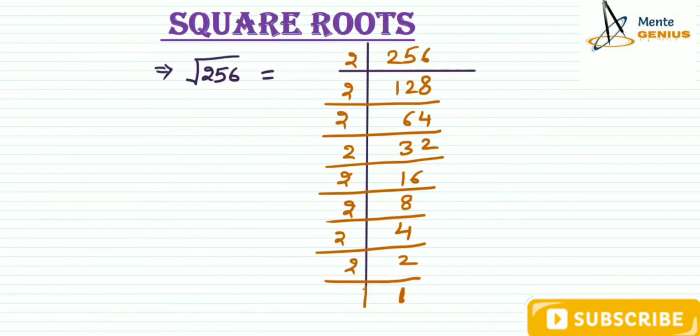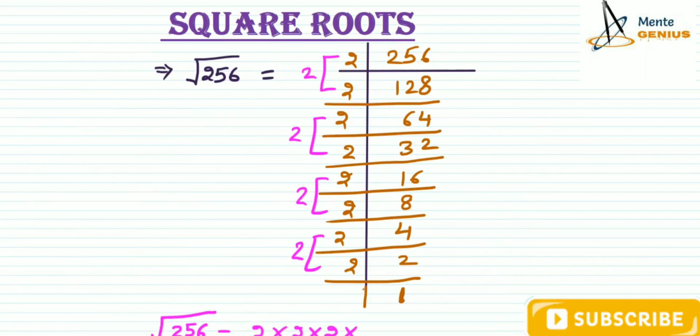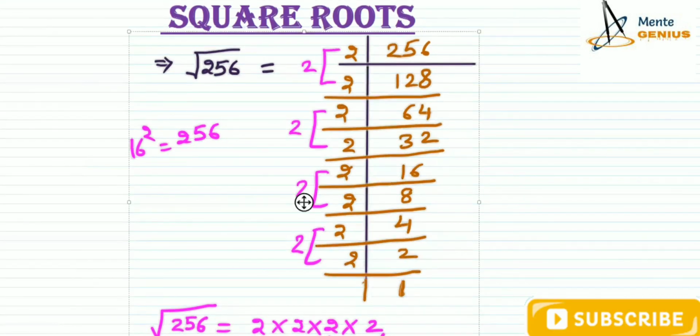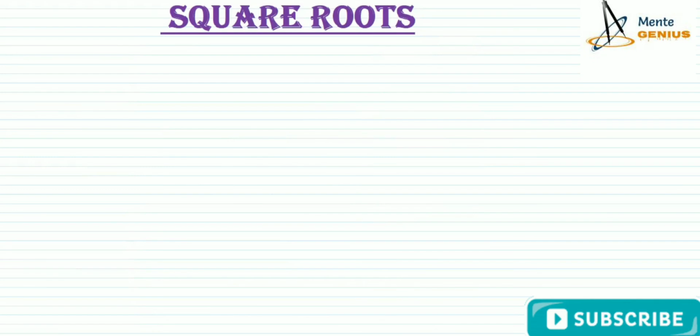256 can be written as, we do the pairing here, 2, 2, 2 and 2. We are getting 1 for each pair, so the square root of 256 is 4 times 2, 2 fours are 8, 4 fours are 16. So the square root of 256 is 16. That means the square of 16 is 256. Is that clear? I hope it is very clear to you. Now you can try every question we have taken as an example.